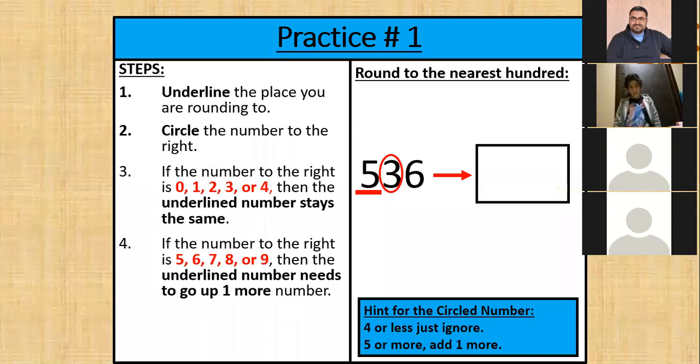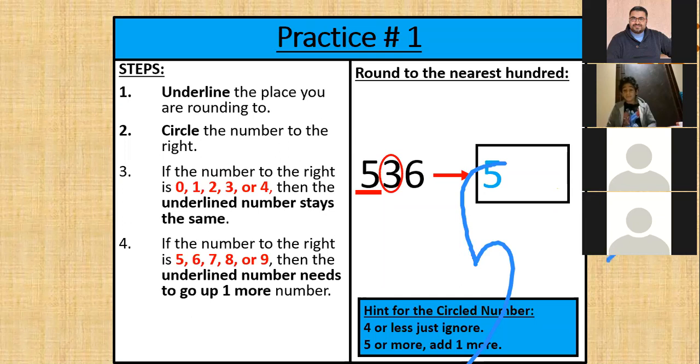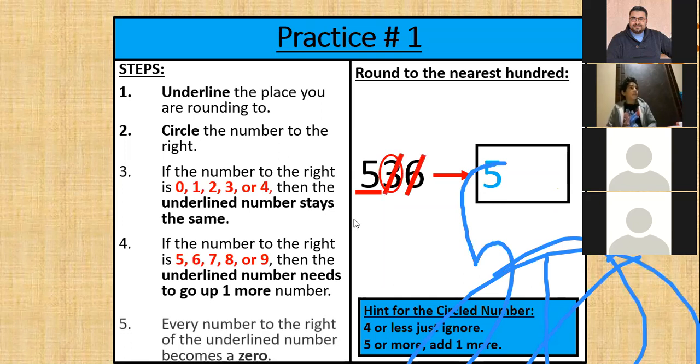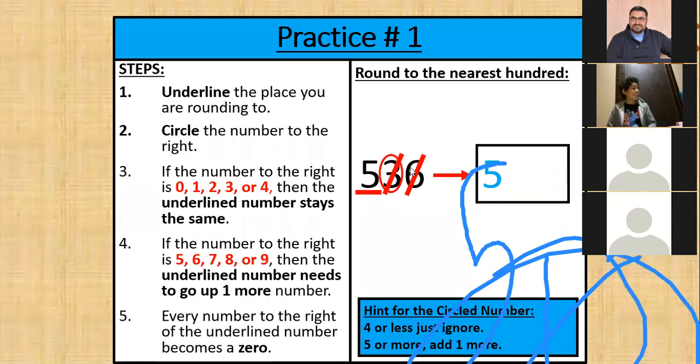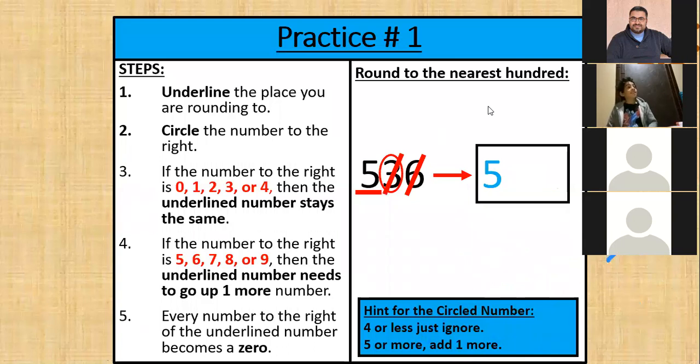Poor number. Okay, when we see poor number, what do you think? 5 will it change or 5 will be the same? 5 the same. So here we will write 5, the same number without any change. And the last step, it's easy step. The 3 will be 0 and the 6 will be 0. We will cross 3 and 6 and write 2 0 here. Okay, thank you, Parthenia. Very good.